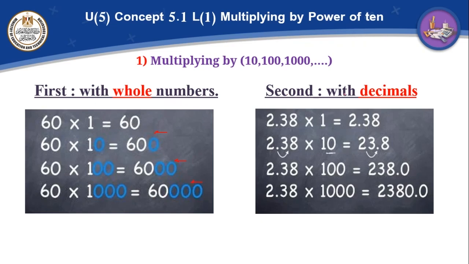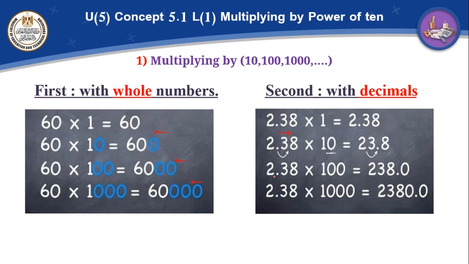Second, with decimals. Look, 23.8 by 1. Any number by 1 equals the same number, so you get the same result. Here, the same number, 23.8, but this time by 10. In multiplication by power of 10, the decimal point will move to the right, not to the left. So we move the decimal point 1 digit. So the decimal point will go between 3 and 8. So you get 238.